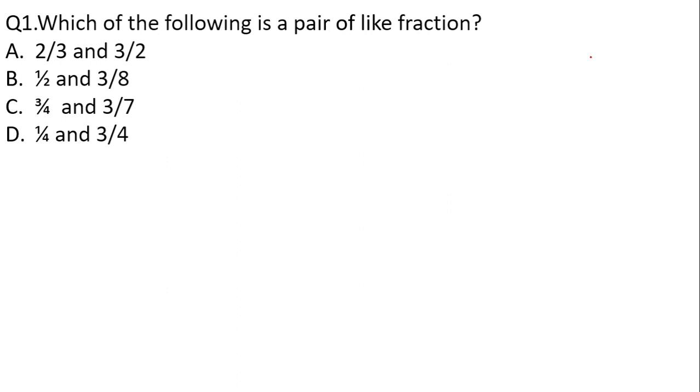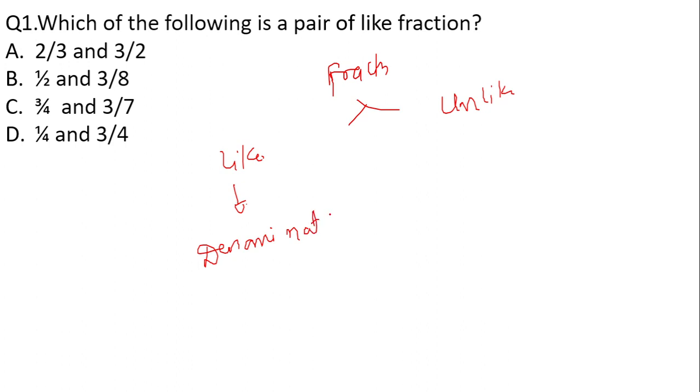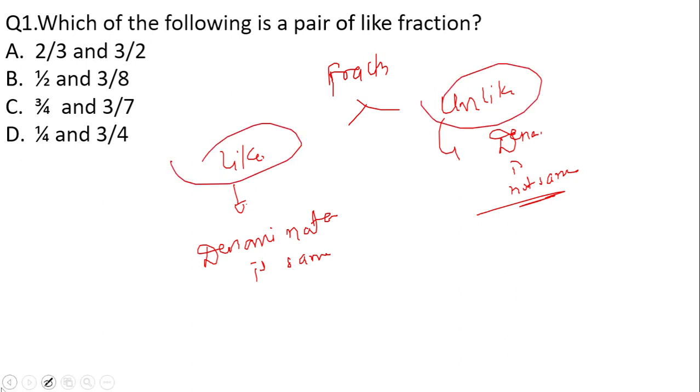Without any further ado, let us begin with the lecture. The first question is: which of the following is a pair of like fractions? Whenever we talk about like fractions, one thing you have to keep in mind is that fractions are basically of two types: like fractions and unlike fractions. Like fractions are fractions where the denominator is the same, and when the denominators are not the same, or are different, they are called unlike fractions. A very simple concept, but the question can be asked directly in the examination, and this is a question from a previous year question paper.